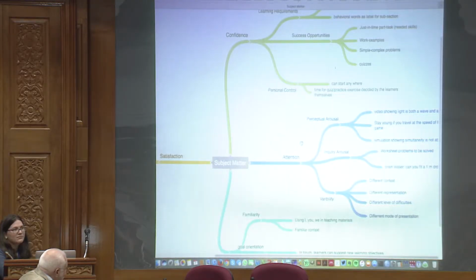And then about inquiry arousal, I use worksheets so that they can solve problems, and I also give them a brain teaser. Can you fit a 1 meter drone in a 0.5 meter tunnel? It's possible to do that. Those are the kinds of examples that I use normally in my class.